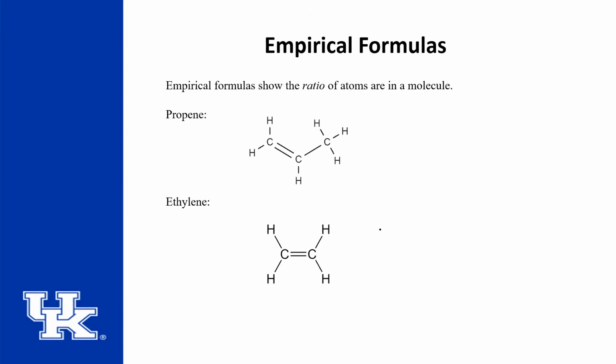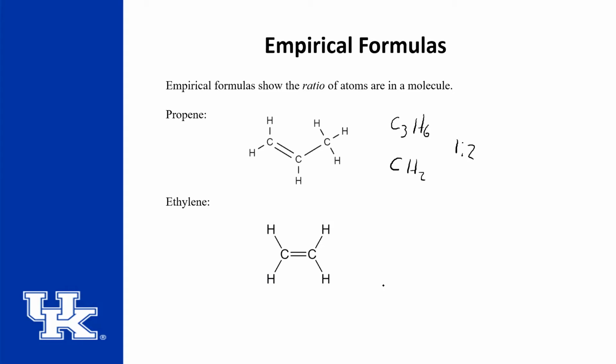Empirical formulas are a little different. Instead of showing the number of atoms, empirical formulas represent the ratio of atoms in a molecule. For example, here we have propene. While its molecular formula would be C3H6, since there are 3 carbons and 6 hydrogens, its empirical formula would only be CH2, because there is a 1:2 ratio between the number of carbons and the number of hydrogens.